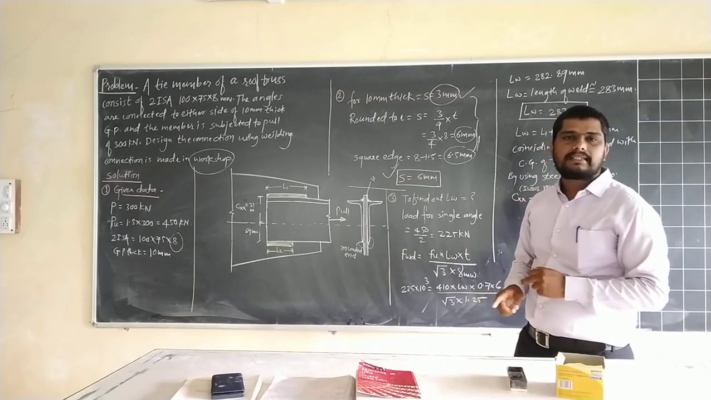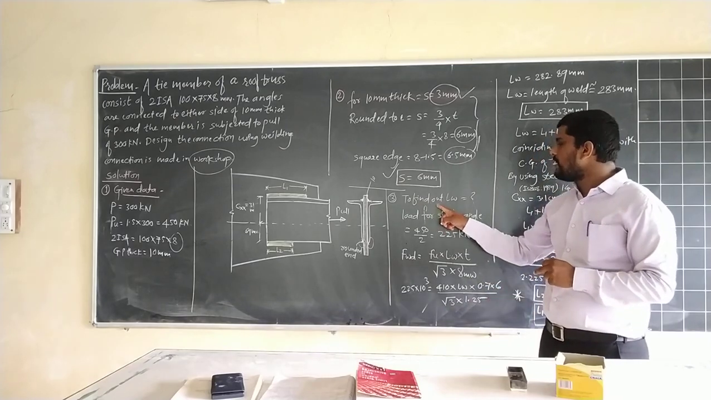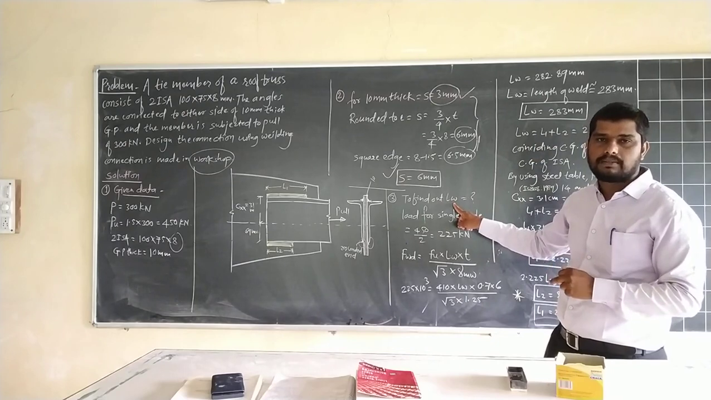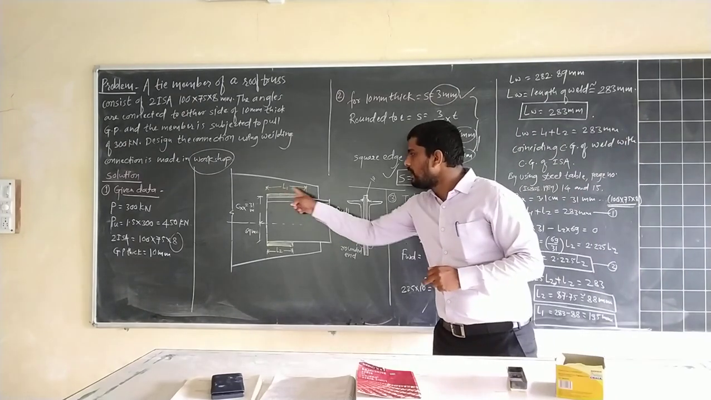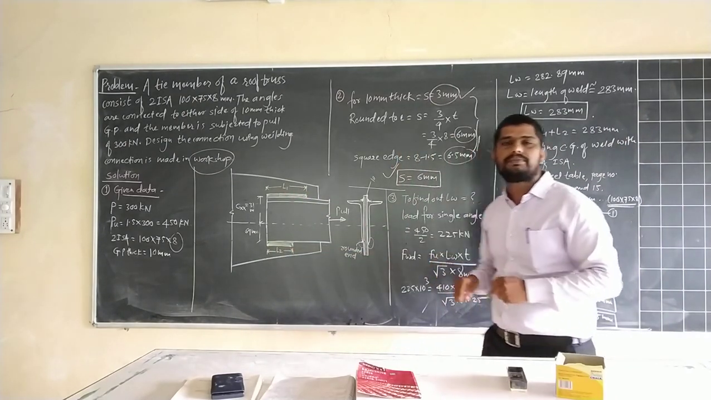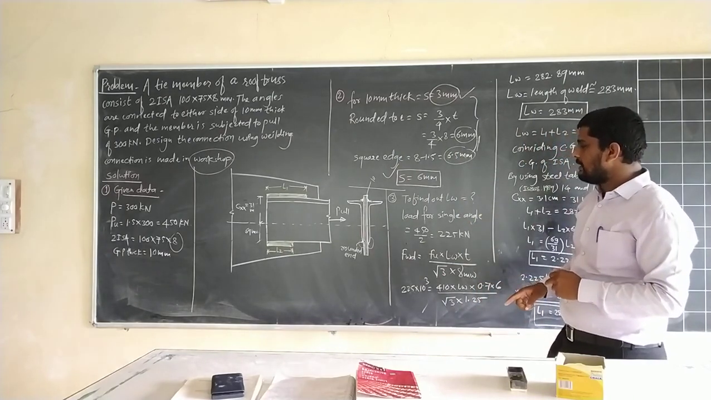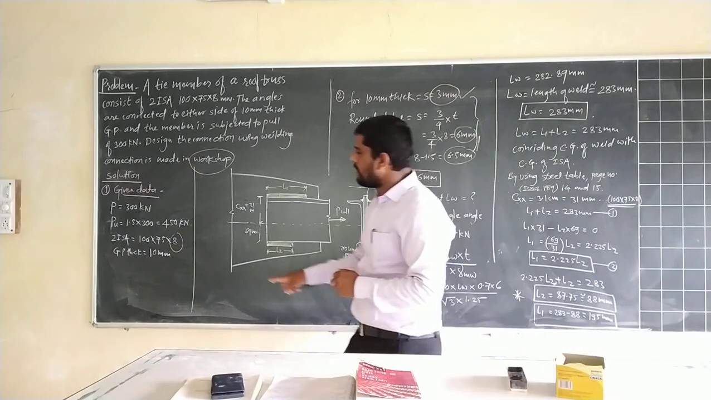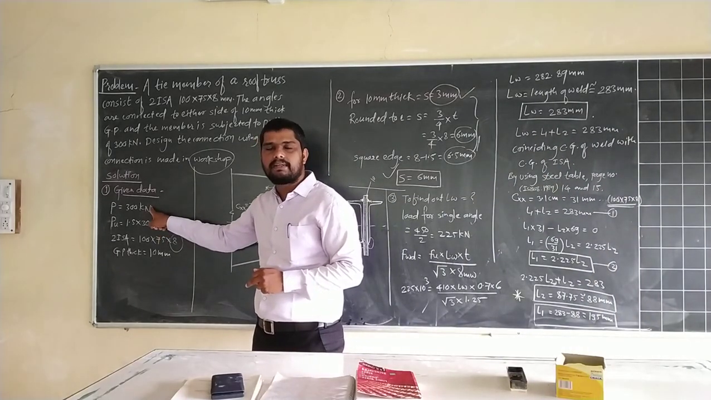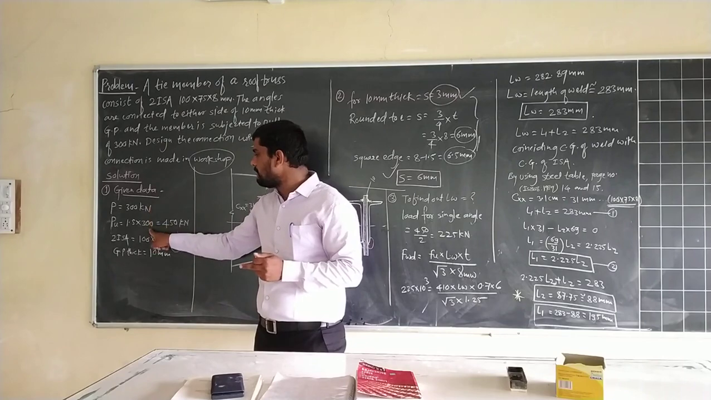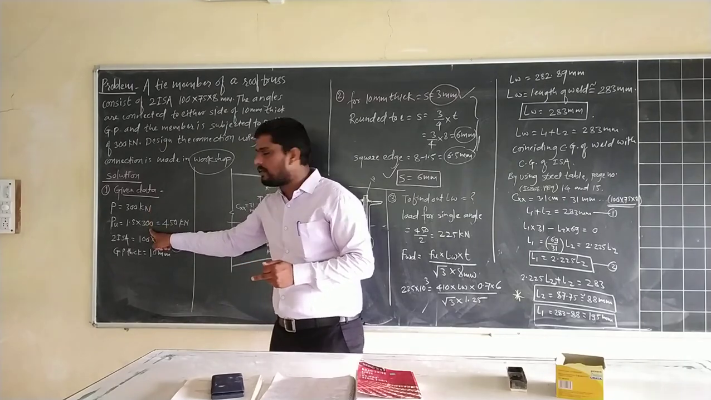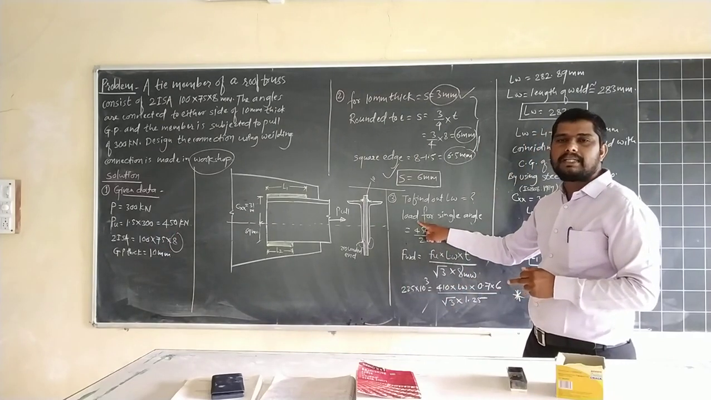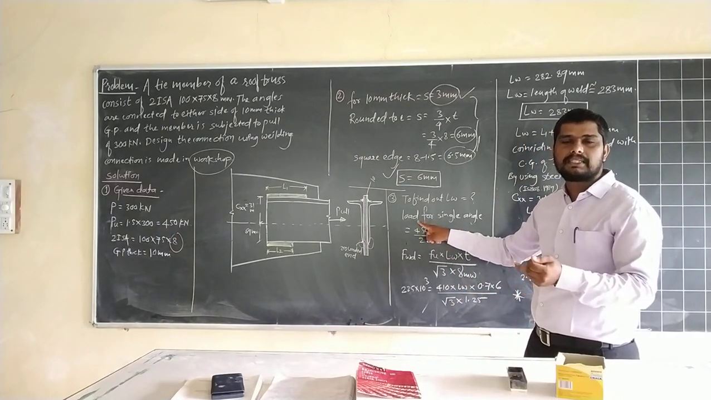Then the third step of this design is to find LW. LW stands for length of weld. What should be the value of L1 and L2? We are going to find that using the load for a single angle section. Whatever factored load or pull force is given for two angle sections, from that we have calculated the factored load, that is 450 kilonewton. But 450 kilonewton is for two angle sections placed back to back.